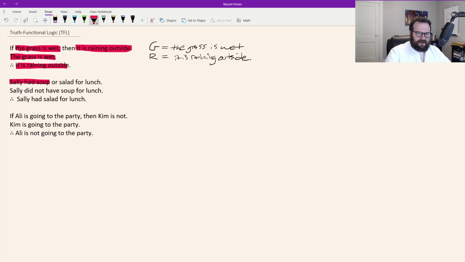Yes, it can be broken down into Sally had soup for lunch. And it can also be broken down into Sally had salad for lunch. They're just connected by or, right? Okay, so I'm going to need a sentence letter for both of those. I'm going to use O for Sally had soup for lunch. And I'm going to use A for Sally had salad for lunch.